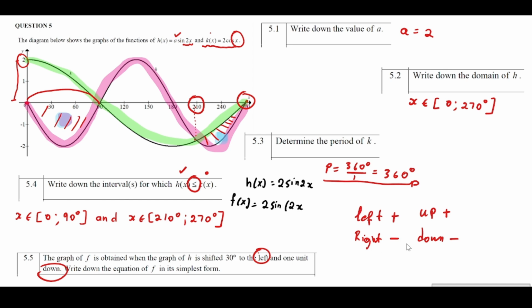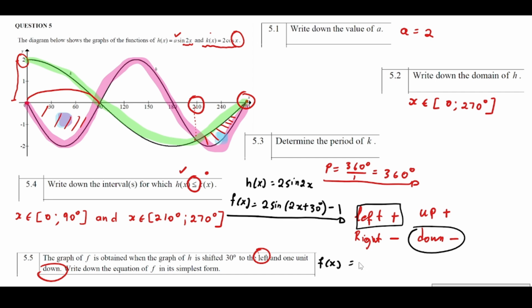When you are shifting left and right, you are affecting what's on the x-axis. So we're going to add or subtract within the x part. They say that it is shifting 30 degrees to the left, so it means that we are adding 30 degrees. And then 1 unit downwards, so it means that we must subtract 1. So this is the new equation of the graph of f. Your f of x is going to be 2 sin of (2x + 30 degrees). You close that and then you subtract 1. That is your equation.